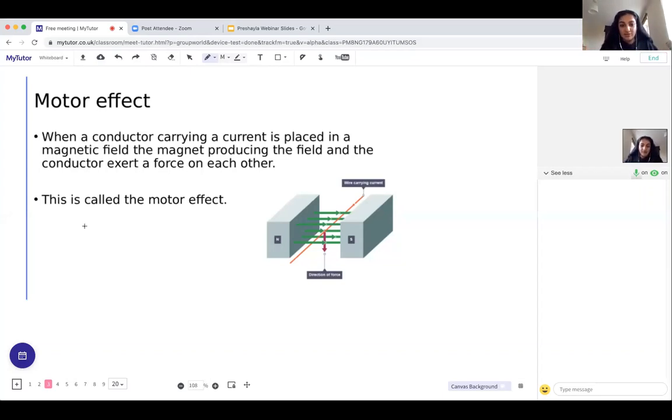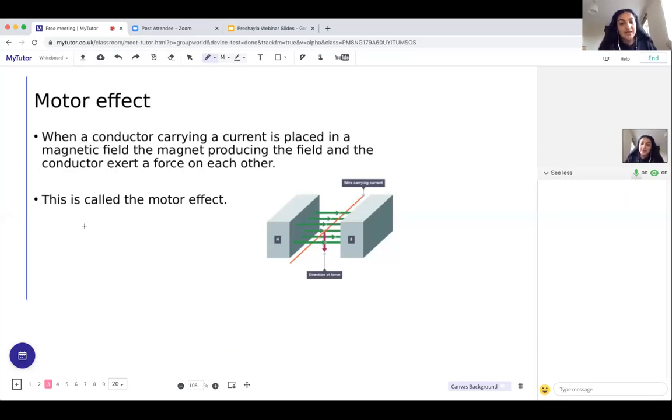move by itself. Okay, so motor is to do with moving. Motor means moving, and that's how you remember the motor effect. Motor means moving. A conductor carrying a current, a wire carrying a current, moves in a magnetic field.